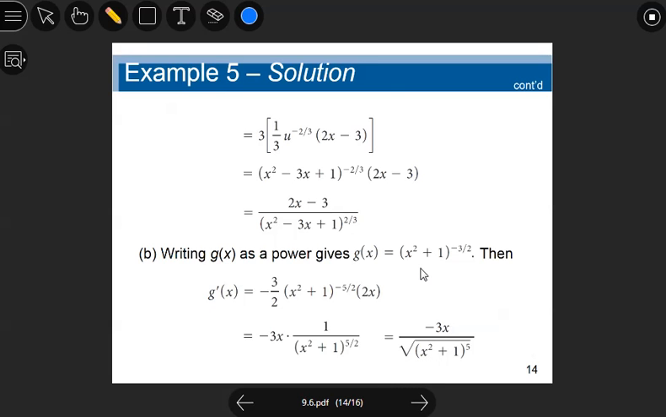Now use the power rule. So this is your u and this is your n. First it becomes n times u to the n minus 1. So this is n and this is u. n minus 1 means negative 5/2. Then du/dx. So it is 2 times x. So this becomes your final result. And after simplifying you can obtain this one.